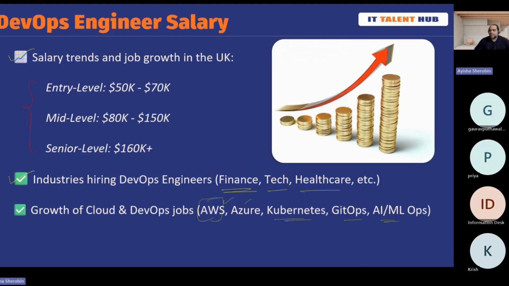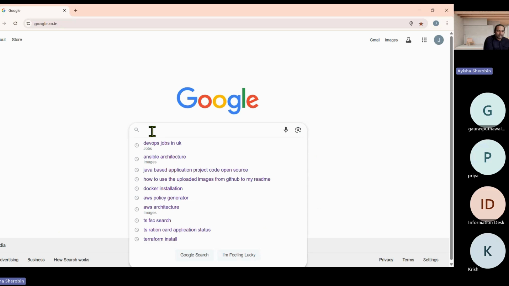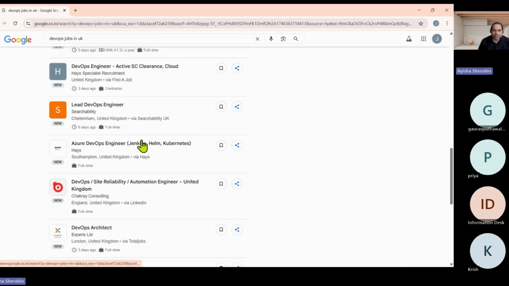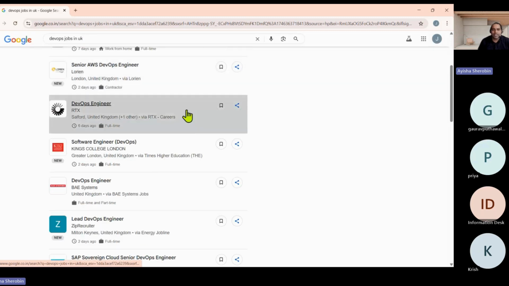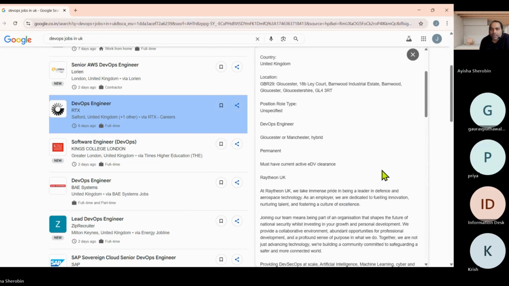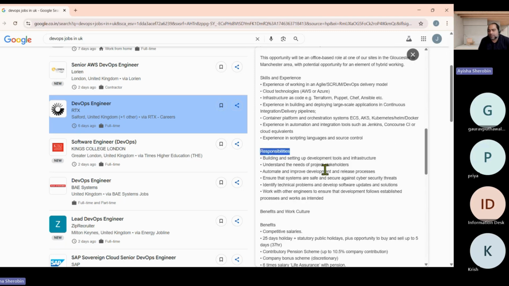We will also see the list of tools that we need to learn. Now, let me take you through some of the job descriptions where we can see what kind of roles and responsibilities a DevOps engineer has in day-to-day life. So we can see DevOps jobs in the UK. You can simply search this in Google, where you will find a lot of opportunities. We can scroll down and pick one, and see what kind of skill set they are looking for and what the responsibilities of a DevOps engineer are.